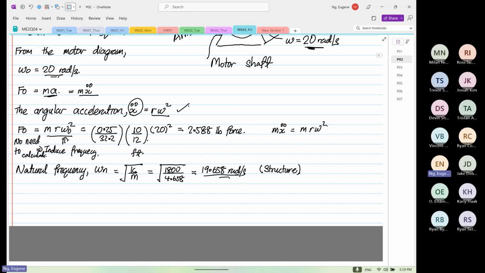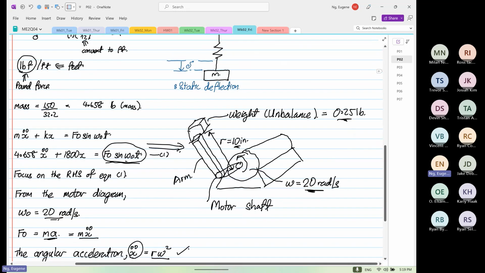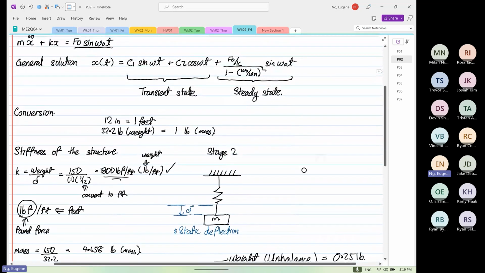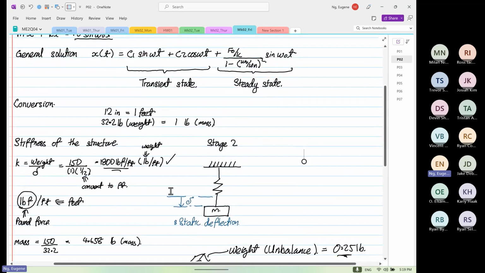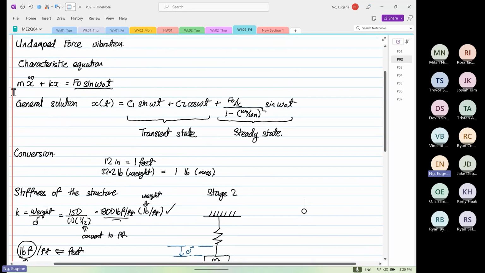So now I think we have everything. So the next thing we are going to do now is look at the steady state. So I'm going to copy this whole thing.